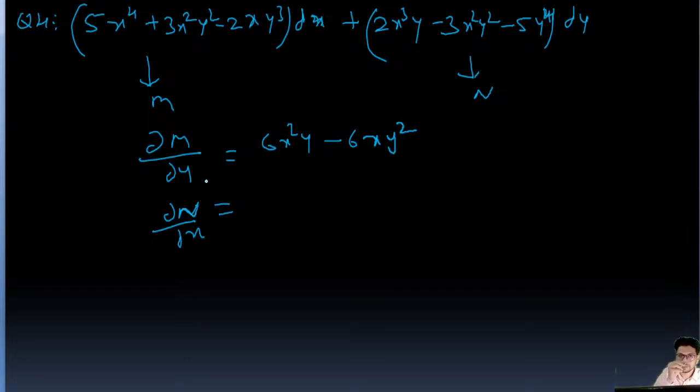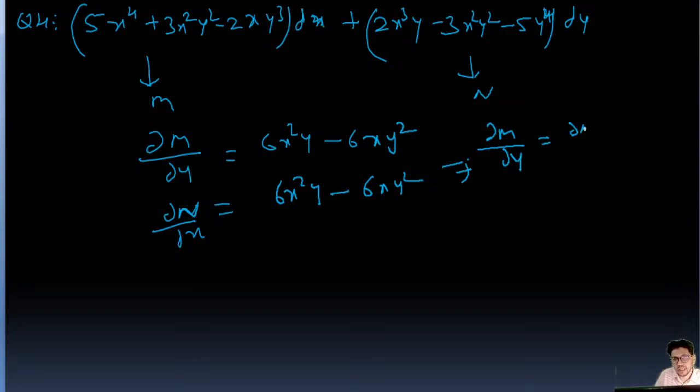Similarly, del N upon del x is 6x^2y minus 6xy^2. So you can see del M over del y equals del N over del x, which means it is exact. So it is an exact differential equation.